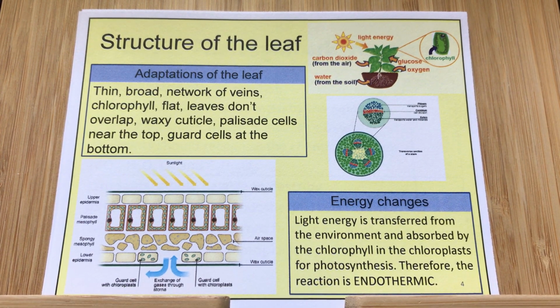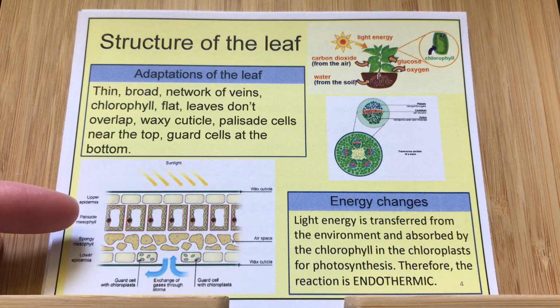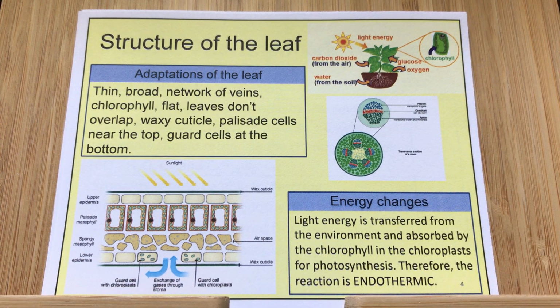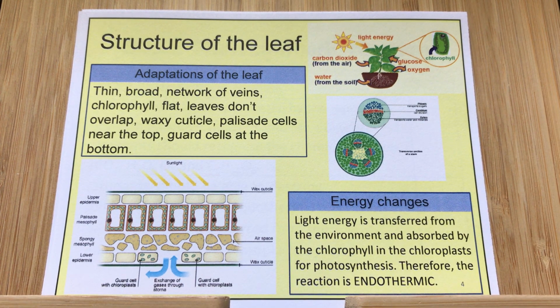And the palisade cells, which is a tricky word, one that people tend to forget. The palisade cells, it's the second layer of the leaf just here, and these are the cells that do the photosynthesis. They're near the top but not at the top, and they've got guard cells at the bottom for gas exchange, and water is lost through those guard cells. No water goes in through the guard cells, but water is lost from the guard cells.